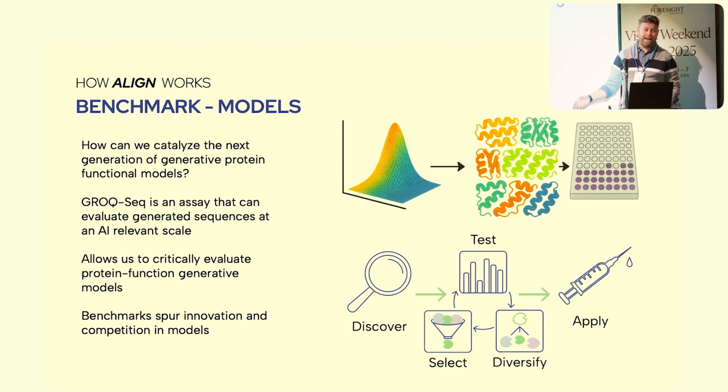And so you can't exactly disentangle the economics of benchmarking from the actual measurement of benchmarking. And it happens at about a nickel, and we've gotten the process to about 2 weeks per experiment. And so we can do this over about 8 different protein functions right now. What this allows us to do is to critically evaluate protein functional generative models.